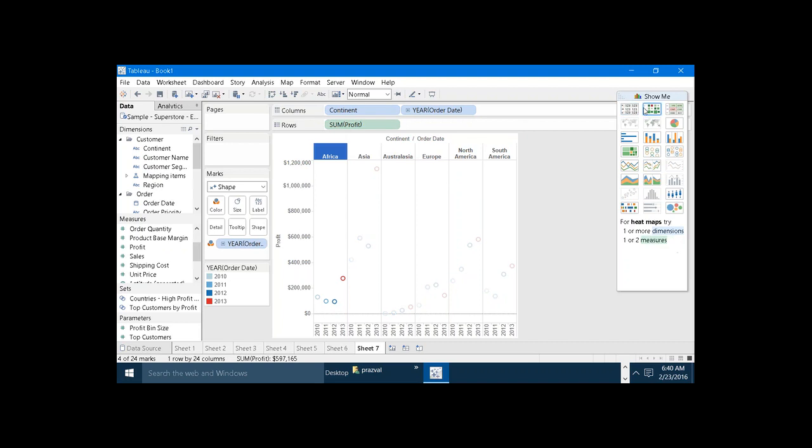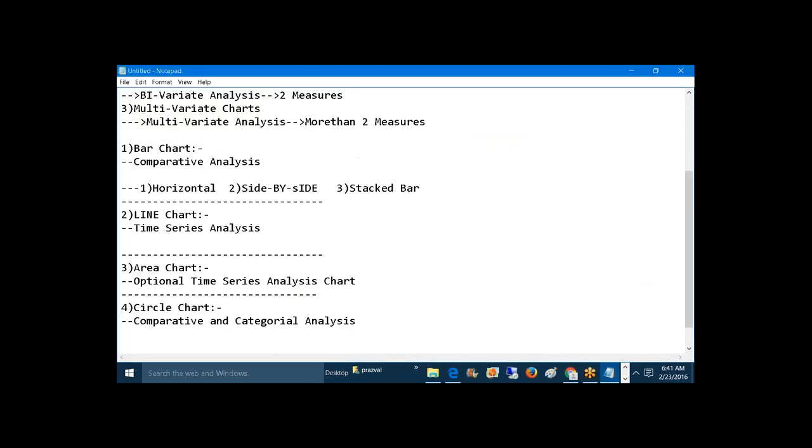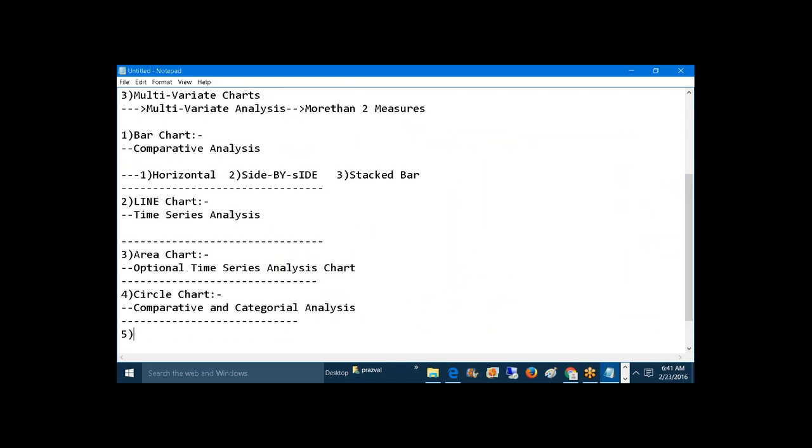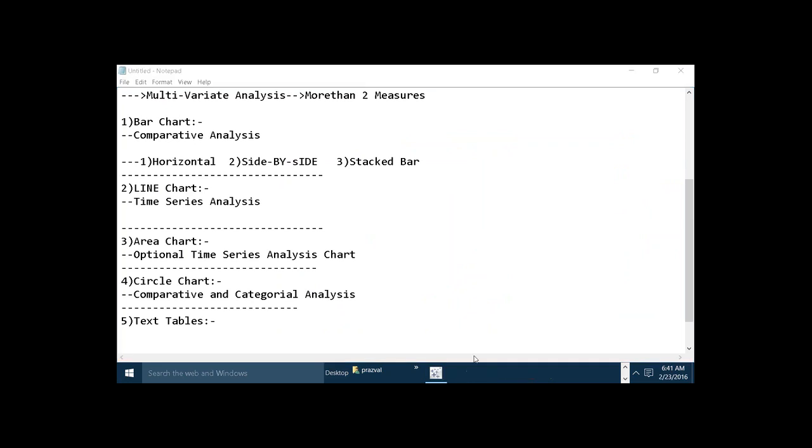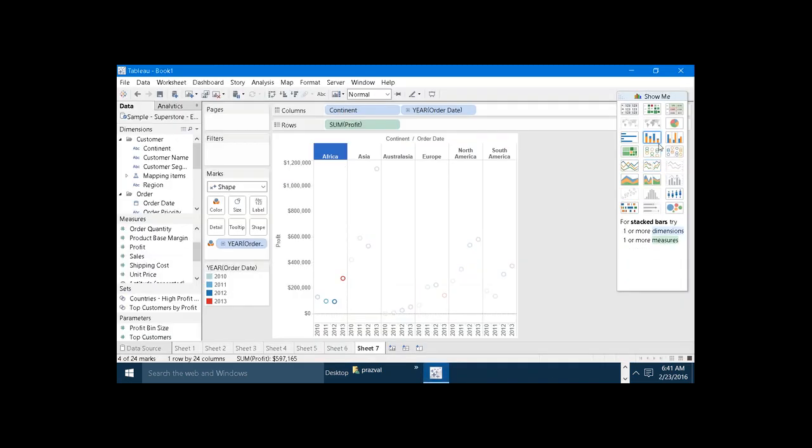Next are text tables. If you want to show the values in text, before going to the text tables, let's see the minimum requirements for circles. Both the circle charts have minimum requirements of one or more measures. It means they're going to support univariate, bivariate, and multivariate analysis.